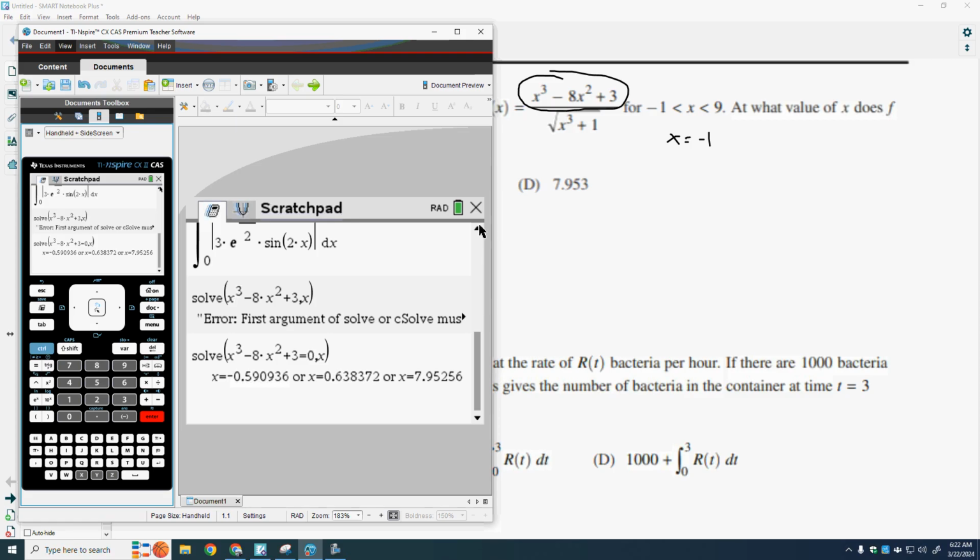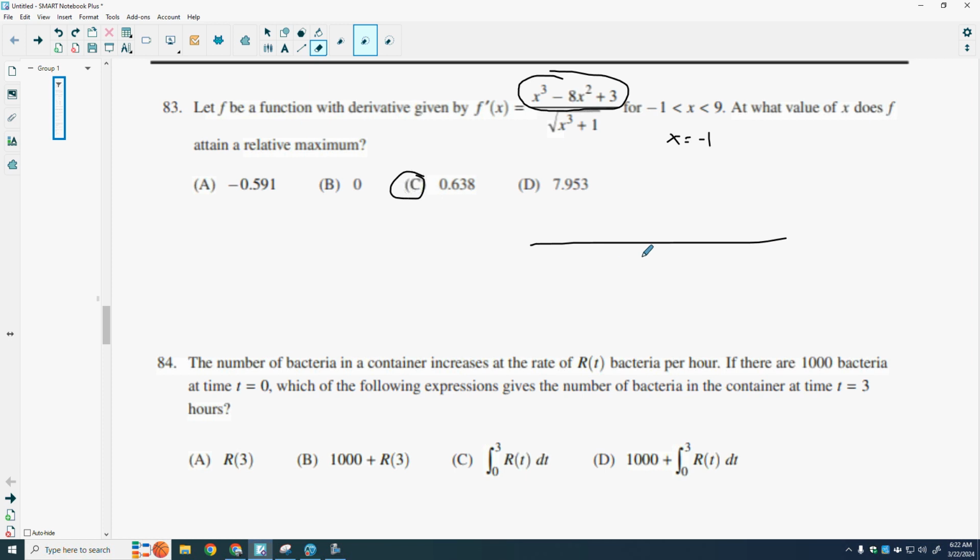Okay, so before I do that, let me show you a trick on how to do that. -0.5, -0.67, -0.5. Nope. -0.5. I know it's etc., etc.